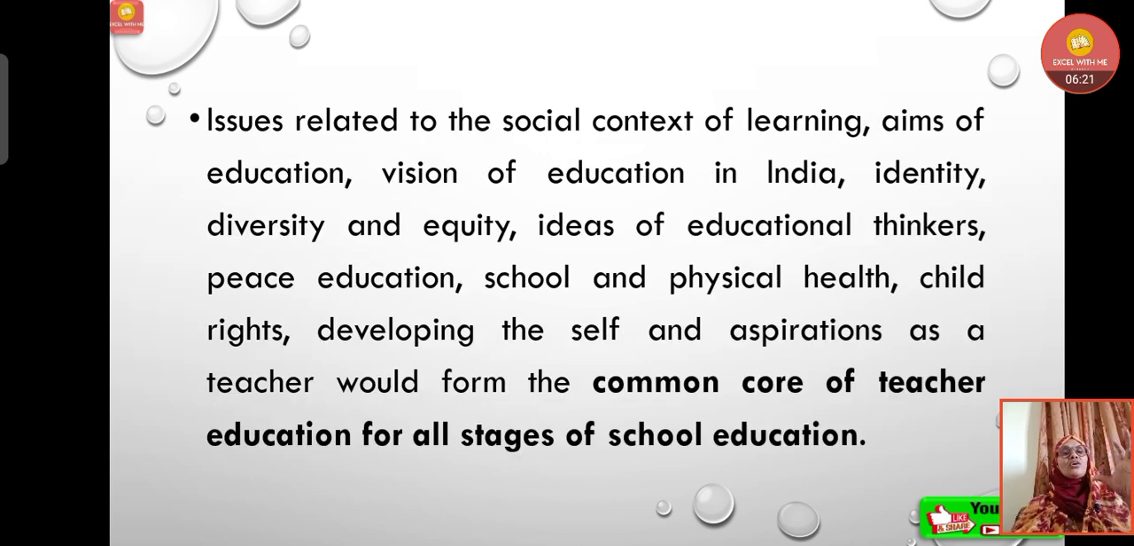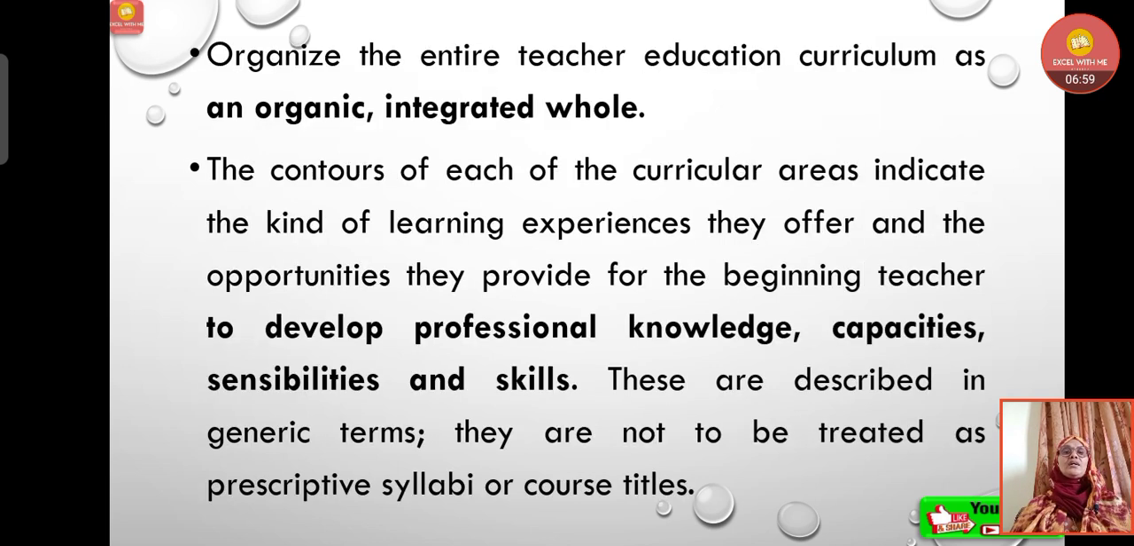Content alone is not important. Understanding the perceptions is very important. They also have to understand the common core of teacher education for all stages of school education. As we understood, what should be the aim of them? The vision of India, identity, diversity and equity, ideas of educational thinkers, peace education, school and physical health, child rights, developing the self and aspiration as a teacher. They have to understand all the common core of teacher education. These are all the subjects they have to learn or understand well.